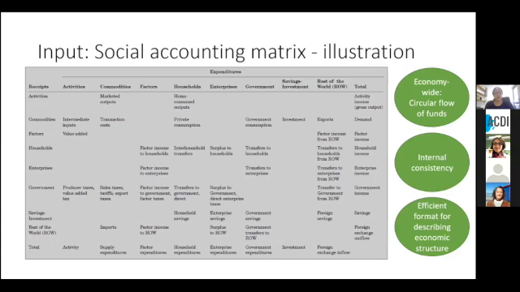A key feature of the SAM is the principle of double entry accounting, which requires that for each account in the SAM, the total revenue, so the totals on the rows, must equal the totals on the columns. And this provides the accounting consistency for the SAM.